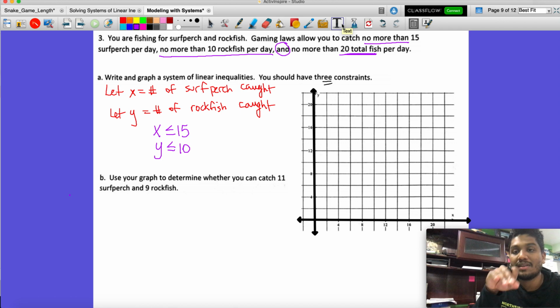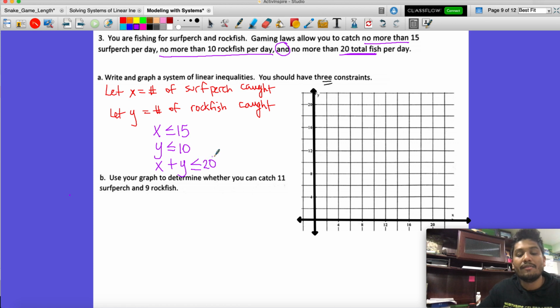So in the beginning, they told you specifically how much surf perch you can get. That was no more than 15 of that particular fish. Then for the rockfish, you cannot have more than 10 of that particular fish. But then the last sentence says no more than 20 total fish. Total implying the number of surf perch and the number of rockfish means that I cannot catch more than 20 of them per day. So the number of surf perch and the number of rockfish has to be less than or equal to 20.